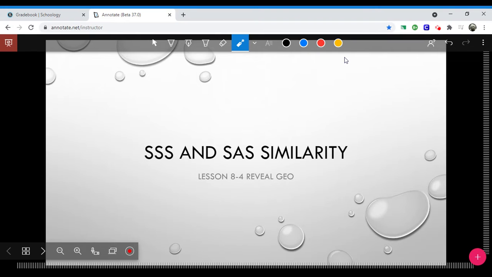All right, today take some notes with me as we go over side, side, side and side, angle, side similarity. Again, make sure you know the S's stand for sides and the A's for angles. Also, make sure that you know similarity. Similar means sides are proportional and angles are congruent.